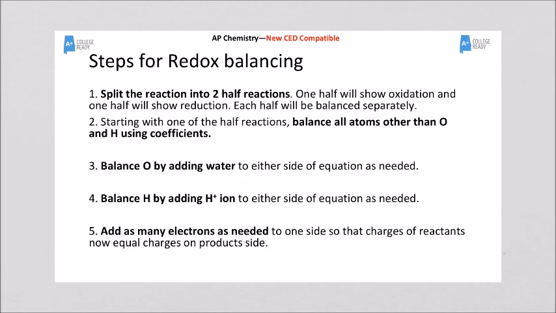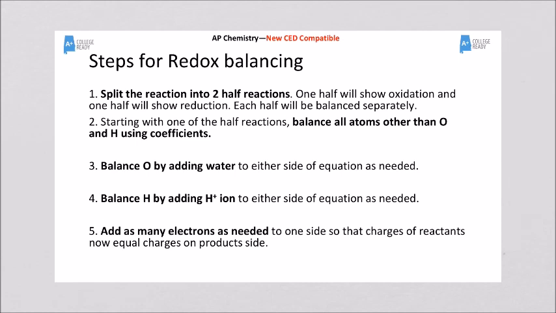Okay, first I'll go over the steps for redox balancing, but the most important thing is that you use this as a reference, and then we'll refer back to this as we go through each of these steps, because right now these steps aren't going to make a whole lot of sense, but I will keep referring back to these steps as we go through examples. And again, this is going to be really different from any other type of balancing. So first, we're going to have to split our reaction into two half reactions.